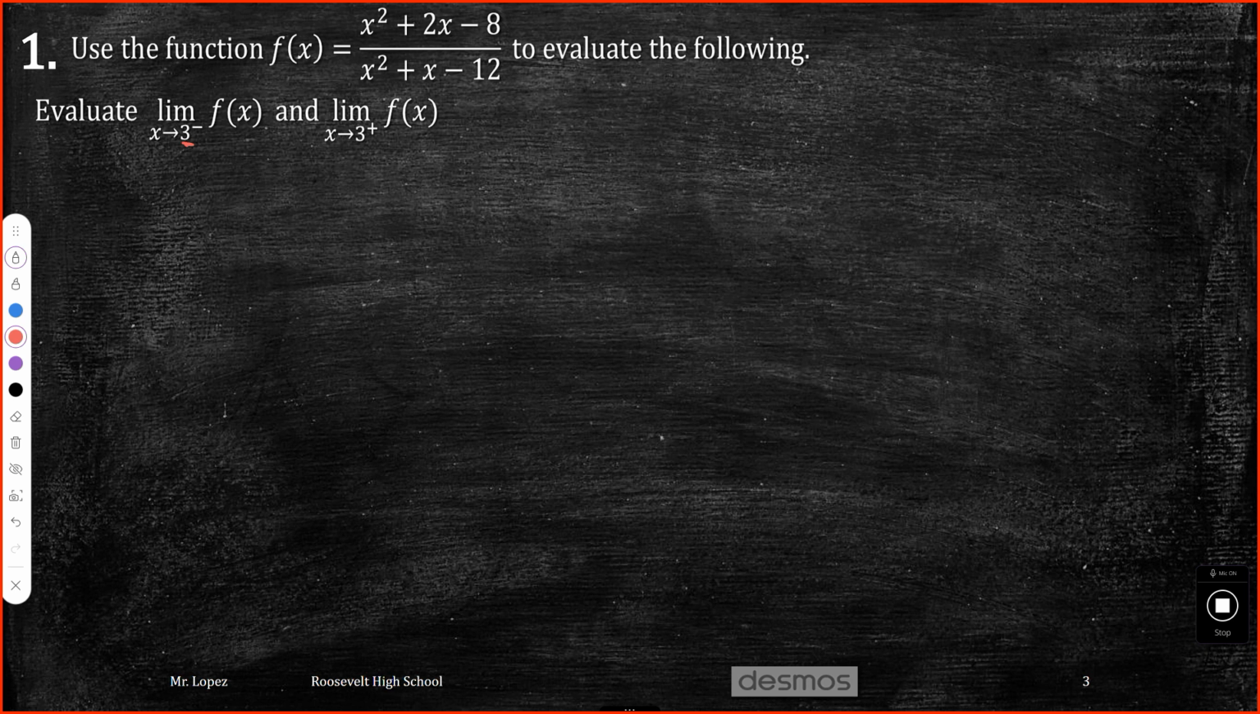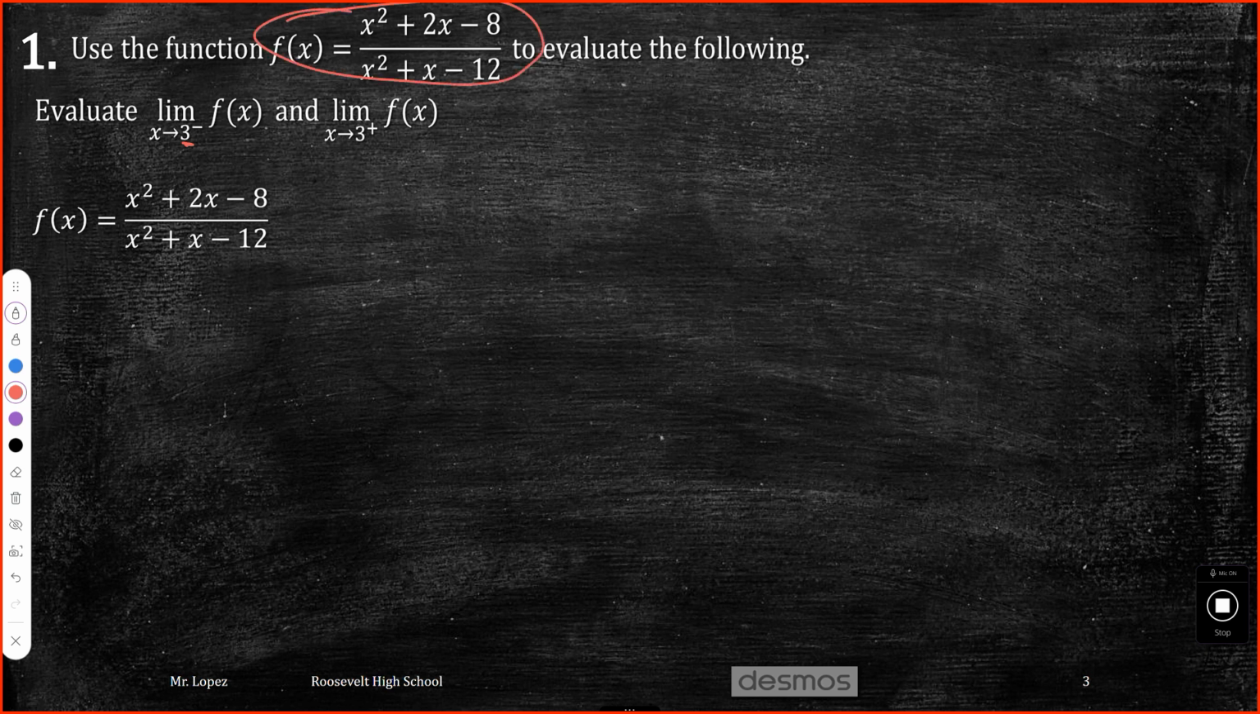So to get the limits as x approaches 3 from the left and from the right, let's go ahead and do a rough sketch of a graph. So step 1 is to bring down the function, which is a rational function, and break it down into its factors. So this one's going to factor out to x and x, and it would be plus 4 and minus 2. This one breaks down to its factors of plus 4 and minus 3.